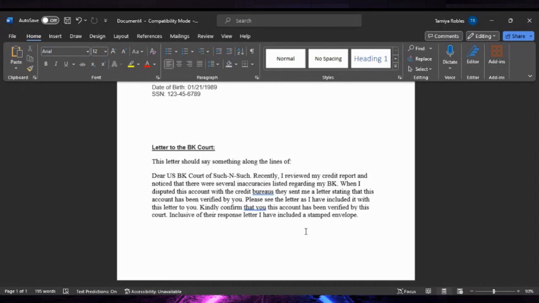Bankruptcy Court of such and such, recently, I reviewed my credit report and I noticed that there were several inaccuracies listed regarding my bankruptcy. When I disputed this account with the credit bureaus, they sent me a letter stating that this account has been verified by you or by your department. Please see the letter as I have included it with this letter to you. Kindly confirm that this account has been verified by this court. Inclusive of their response letter, I have included a stamped envelope.